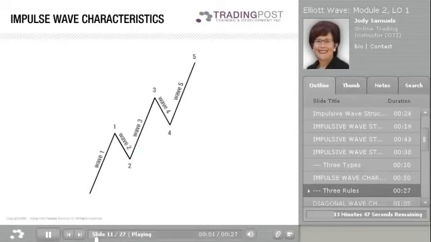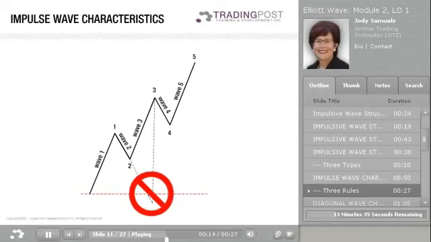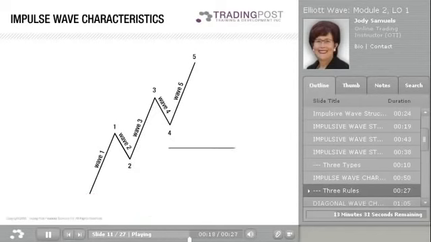This is an example of an impulse wave, the fundamental 5-wave pattern. Note the 3 rules which cannot be broken which we learned so far. 1. Wave 2 never retraces more than 100% of wave 1. 2. Wave 3 is never the shortest wave. And 3. Wave 4 does not enter into the same price territory as wave 1.